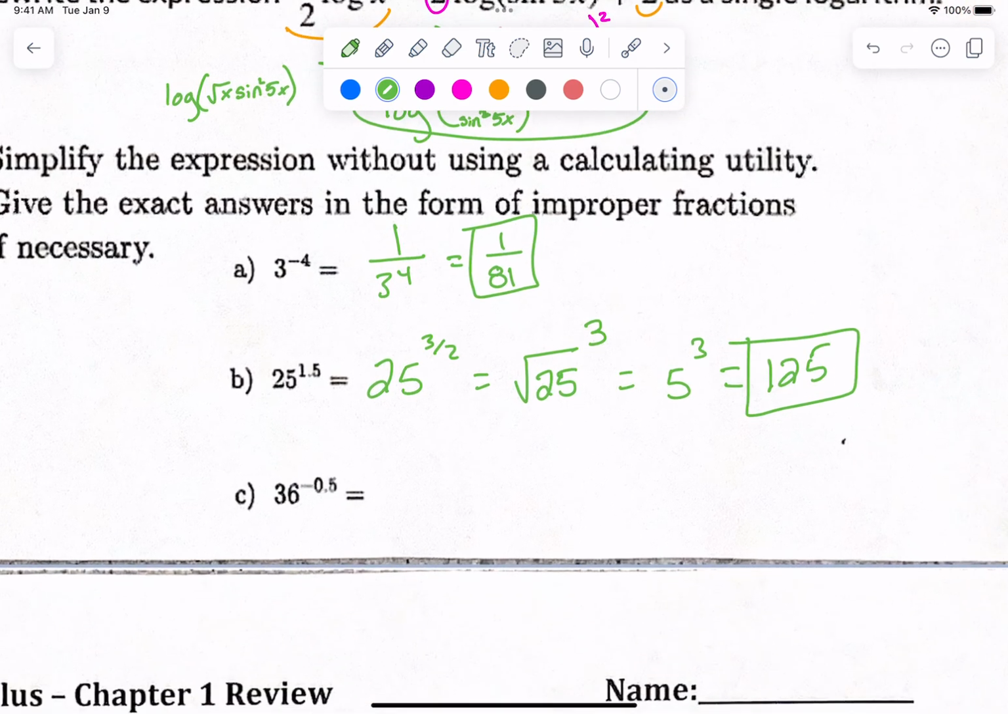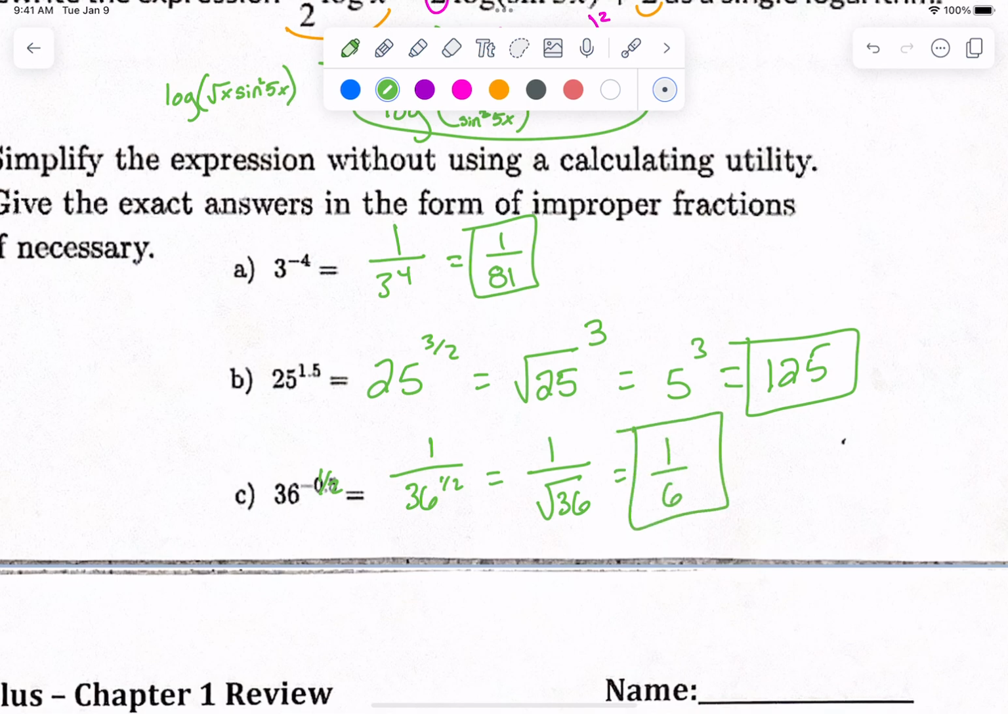All right, 36. Let's fix him. This is negative 1/2 power, right? How do I make him positive 1/2 power? 1 over 36 to the 1/2 power. What's the 1/2 power mean? Square root. 1 over the square root of 36, which is 6. So 1 over 6.